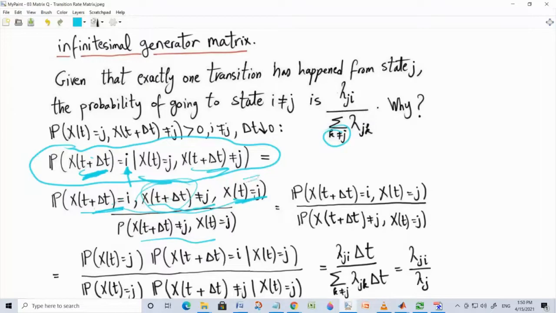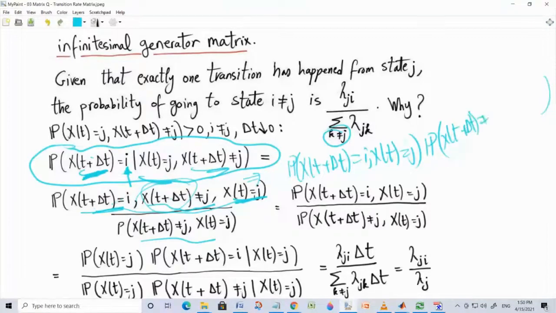You can do it in slow motion. What is the probability? I can write this as the probability of x of t plus delta t equals i, x of t is equal to j, which is written here. Then, in slow motion, by the chain rule you multiply by the probability that x of t plus delta t is not equal to j, given these two. One of them is that x of t plus delta t is equal to i. Now we are talking about the case in which i is not equal to j. Given that x of t plus delta t is equal to i, which is not equal to j, the probability that x of t plus delta t is not j is 1.